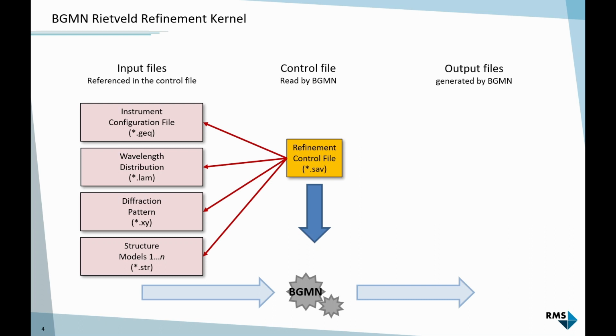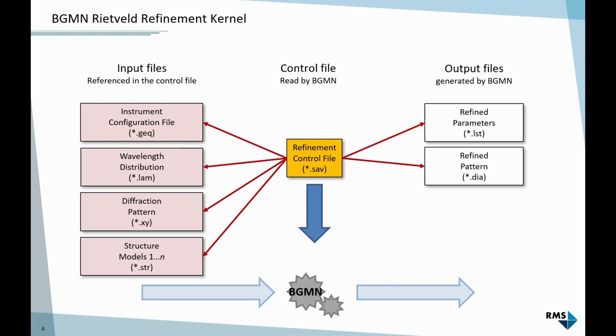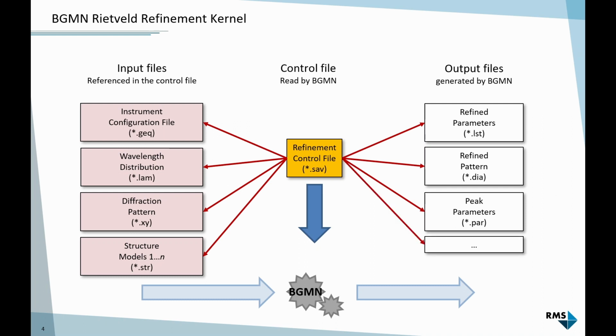And then we call BGMN, or Profex calls BGMN in the background, specifying the refinement control file. And once the refinement is complete, BGMN generates additional output files. And the names of these output files we also specify in the refinement control file. There's first of all the list file that contains the refined parameters, all the refinement results, with the extension LST, and the refined pattern. It's called diagram in BGMN speak, and it's got the extension dia, and a peak list with refined peak parameters. And there may be more. We can generate more output files, but these are the typical files we usually use. So this is what happens in the background.